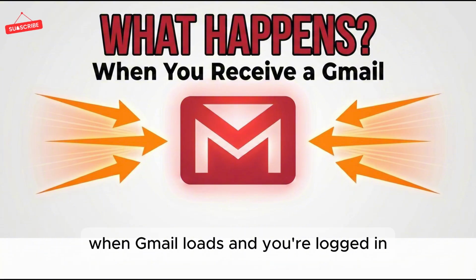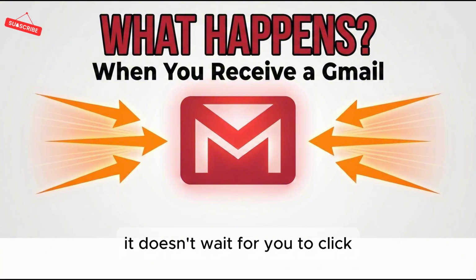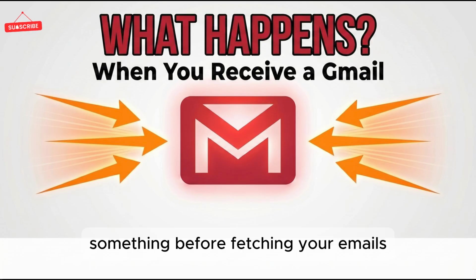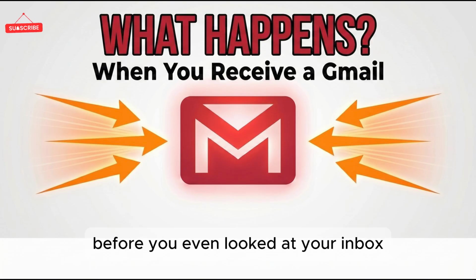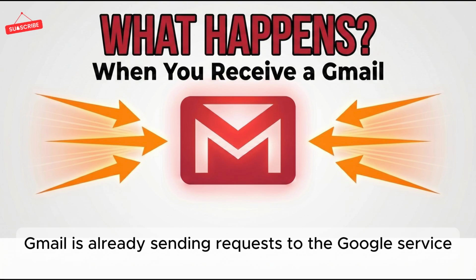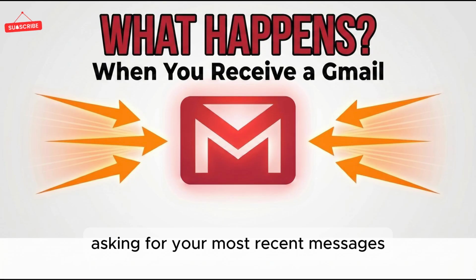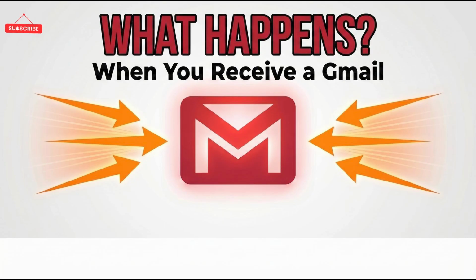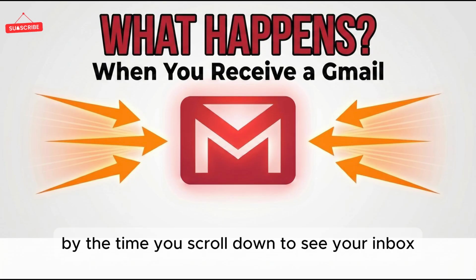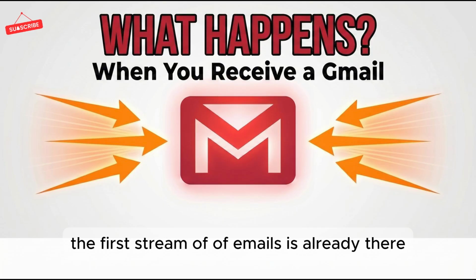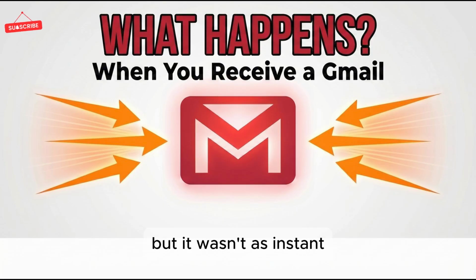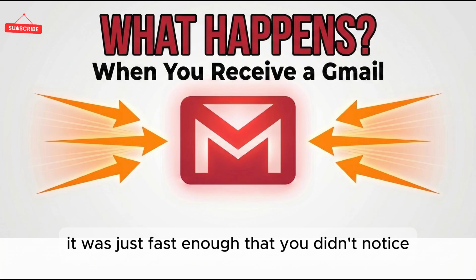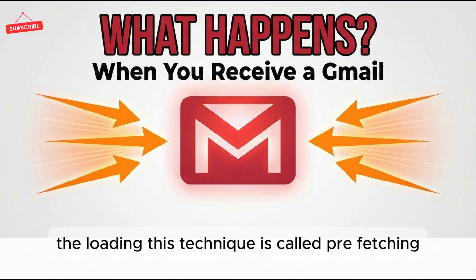When Gmail loads and you're logged in, it doesn't wait for you to click something before fetching your emails. It starts immediately in the background. Before you even look at your inbox, Gmail is already sending requests to the Google servers asking for your most recent messages. By the time you scroll down to see your inbox, the first stream of emails is already there. Your brain perceives this as instant, but it wasn't instant. It was just fast enough that you didn't notice the loading.